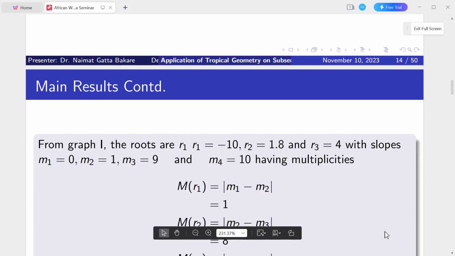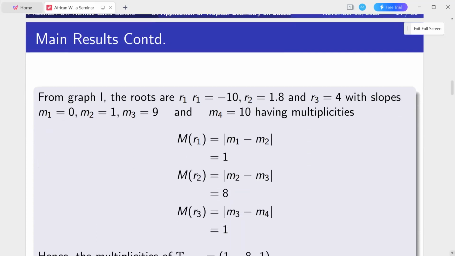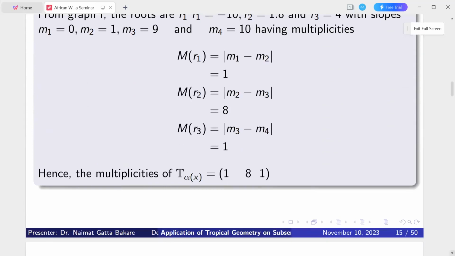And the same thing for our R2. Our multiplicity of that equally will be what? The slope of 1 minus 9, we have it to be 8. While the next one, the multiplicity of R3, would be slope of M3 minus M4, that is 9 minus 10, we have it to be 1. So in this, we are able to find the multiplicity of this alpha of S to be 181, which tells you that this one is of I2.